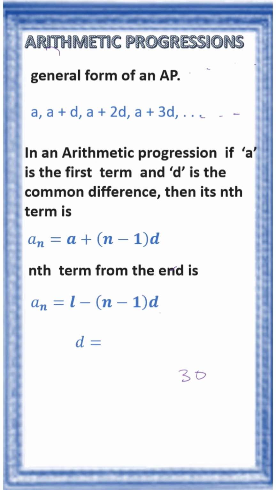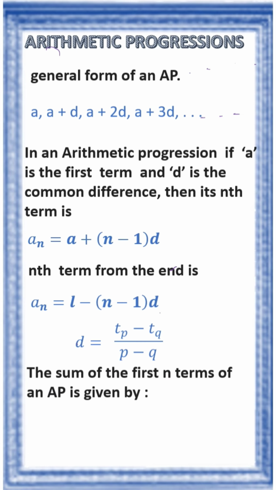Then how can you find the arithmetic progression? By finding D using the formula Tp minus Tq upon P minus Q. Or you may also form two equations and then solve it. The sum of the first n terms of the AP, when you are given first term A and common difference D, is Sn is equal to n by 2 into 2A plus n minus 1 into D.